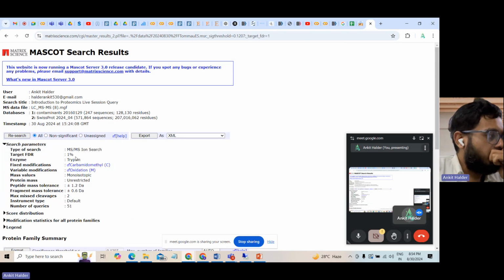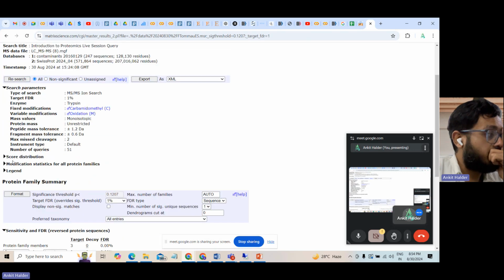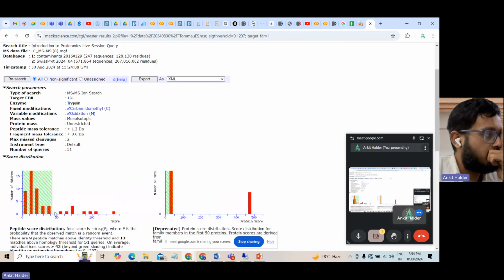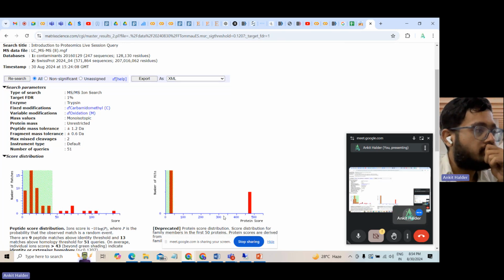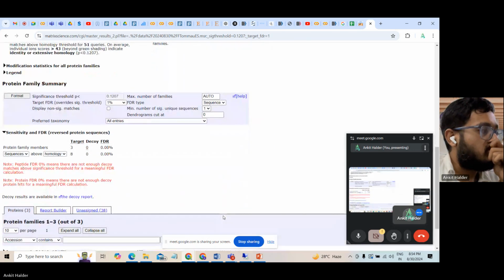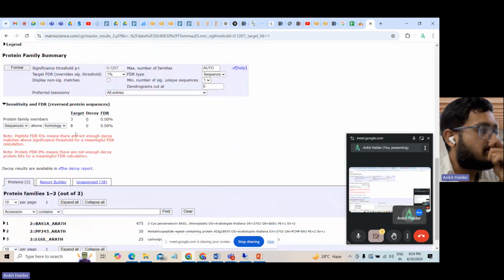So this will give you the search parameters. This will give you the score distribution, that is the number of matches and the score. So for how many scores, the number of matches are how much. Then the protein family sequences above homology.